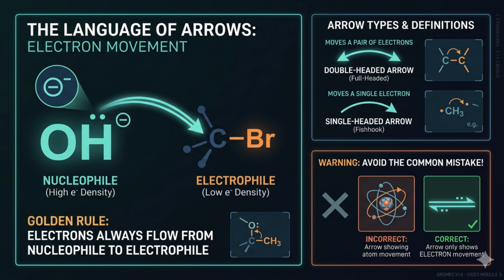Now, here is the golden rule you can never break. Electrons always flow from the source to the sink. That means the arrow must start at the nucleophile and point directly toward the electrophile. It's a one-way street from high density to low density.